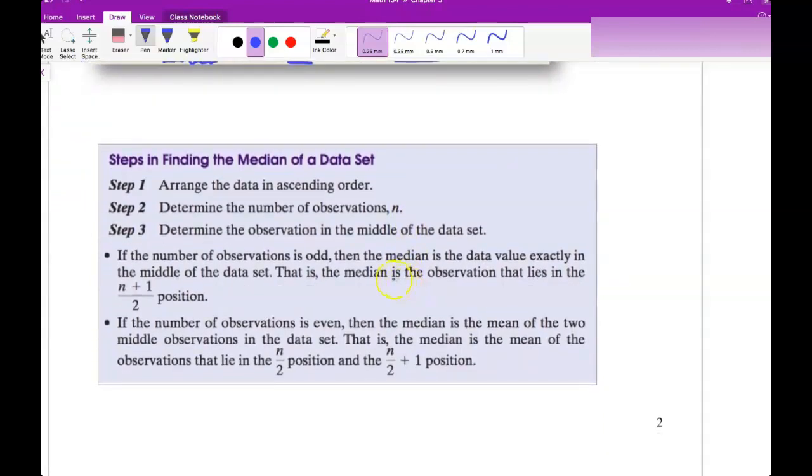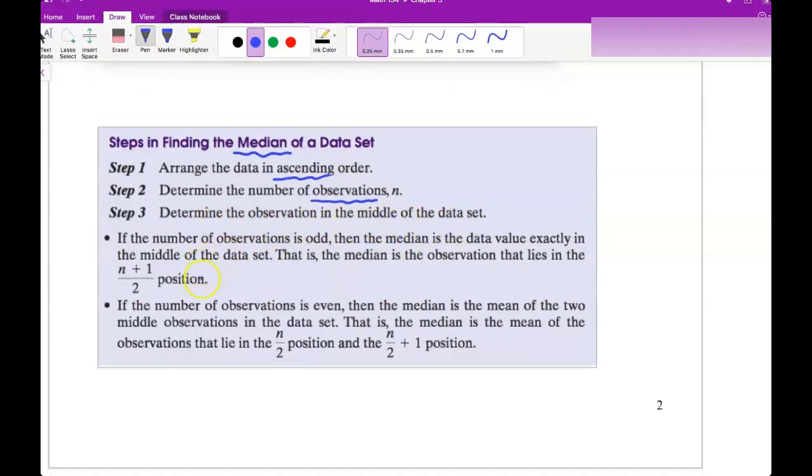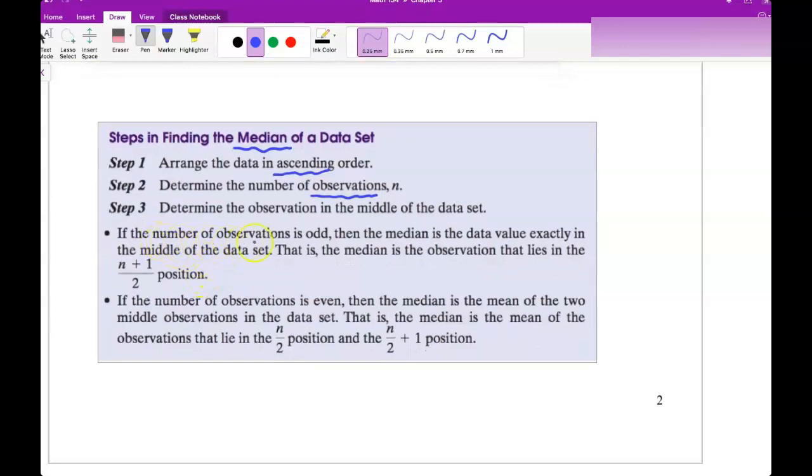Here we have steps to find median. First step is always arranging the data in ascending order. Step 2, determine the number of observations, so sample size or population size. Step 3, determine the observation in the middle of the data set, depending on how many numbers you have. If the number of observations is odd, for example, if you had 3 numbers, that is odd.